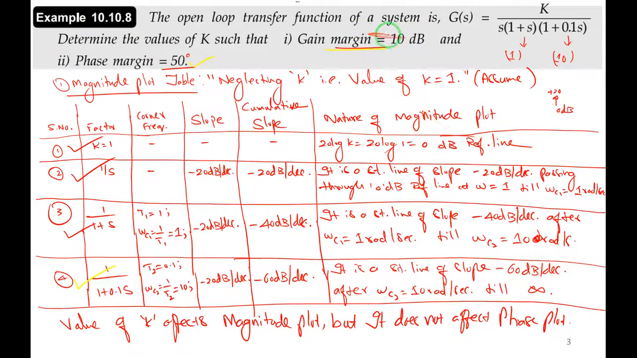Okay, let me go to the question. For a gain margin of 10 dB, the value of K is 3.162. Still, the second part of the question is there: for a phase margin of 50 degrees.